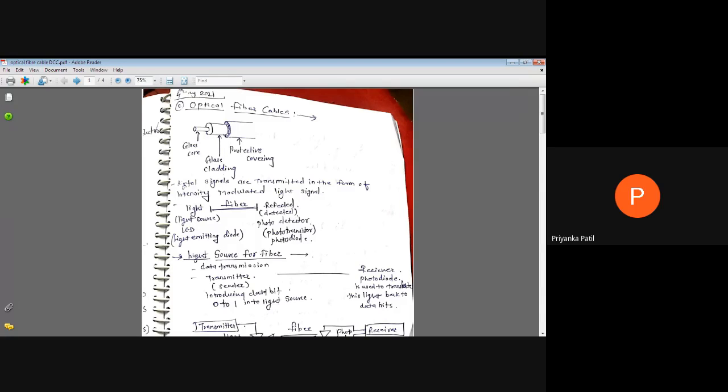Okay, so light is launched into the fiber at one end using the light source with the help of LED. With the help of LED, we have to generate the light and pass it through the particular fiber. So it is detected on the other end. So how to detect it? With the help of photo detectors such as a photo transistor and photo diode.